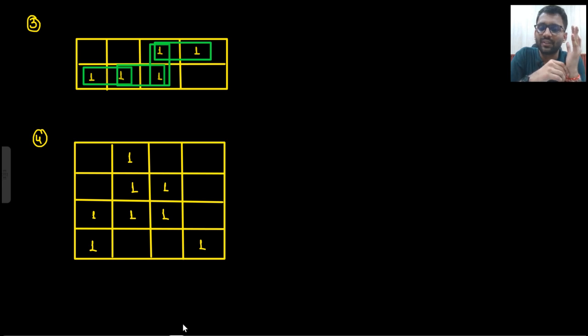Okay, let's solve this example. Can I make a quad here? No. So this group, this group, this group, and this group. 4 groups are there: 1, 2, 3, 4. Can you see any other group? No. So 0, 1, 2, 3, 4, 5, 6, 7. Right? So 4 prime implicants were there.